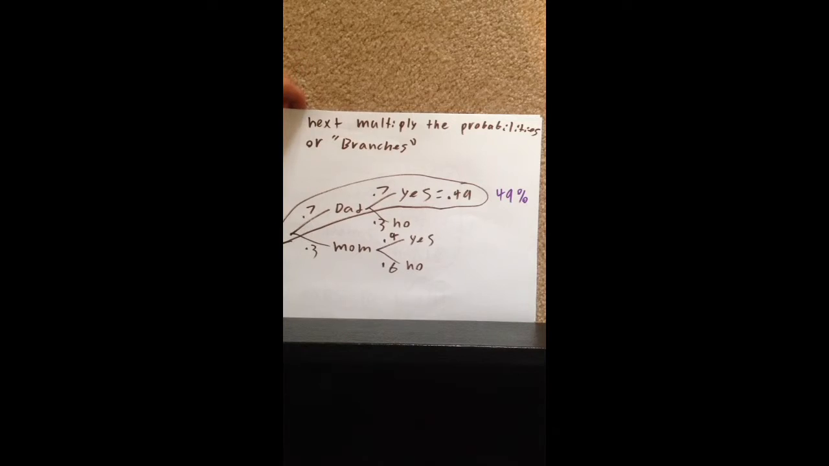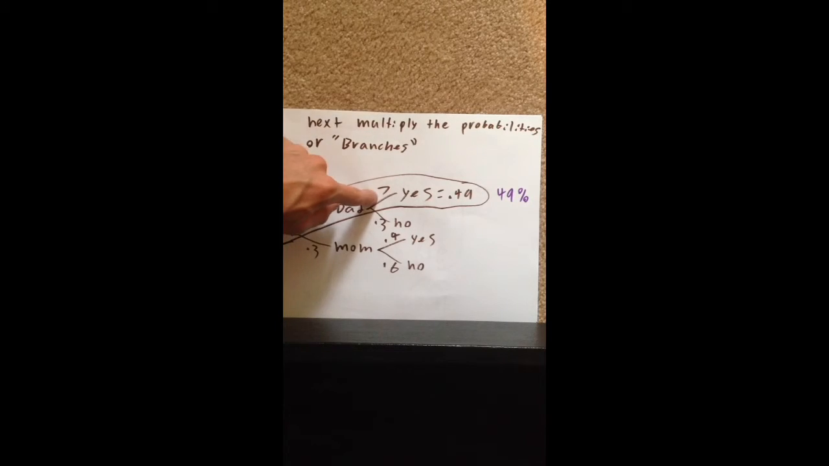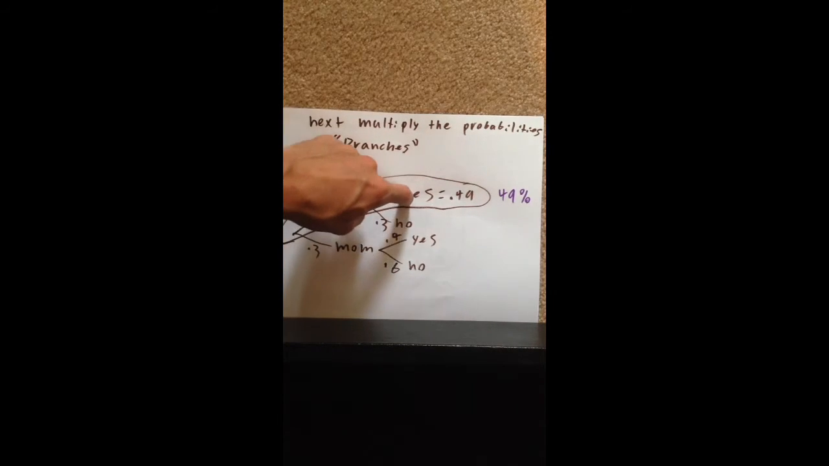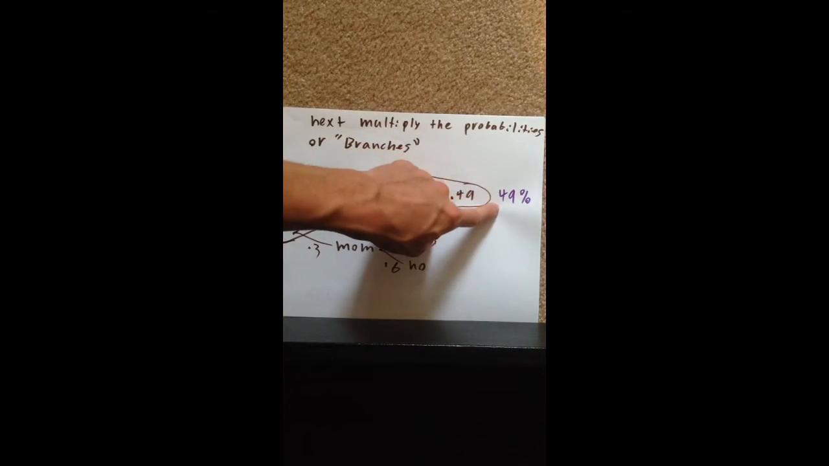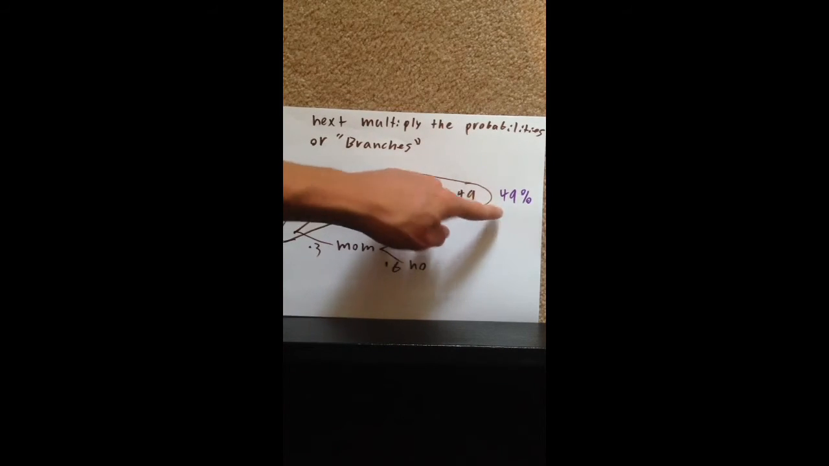Next, you multiply the probabilities, or the branches of the tree diagram. And you would take the 0.7 from your dad cooking and the 0.7 of yes, he's cooking Italian, to get 0.49 or 49% that he would cook Italian.